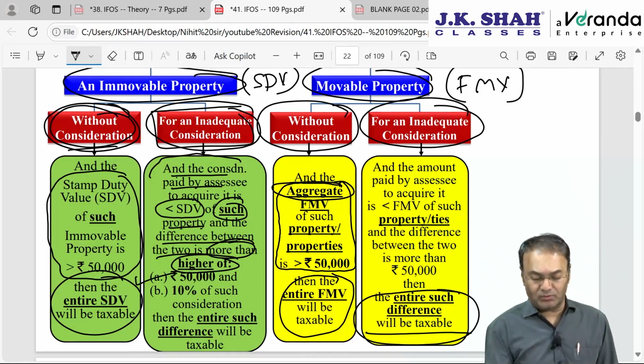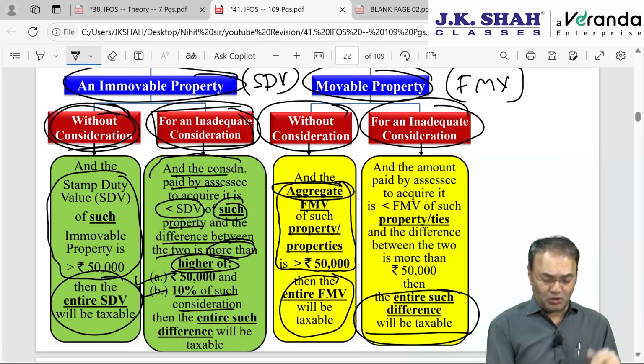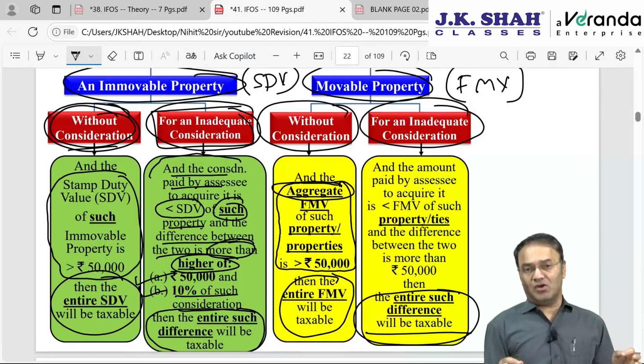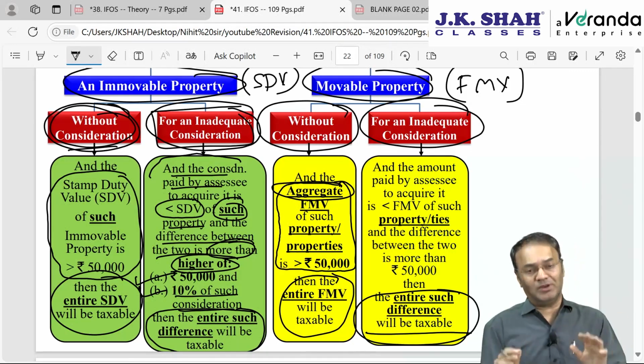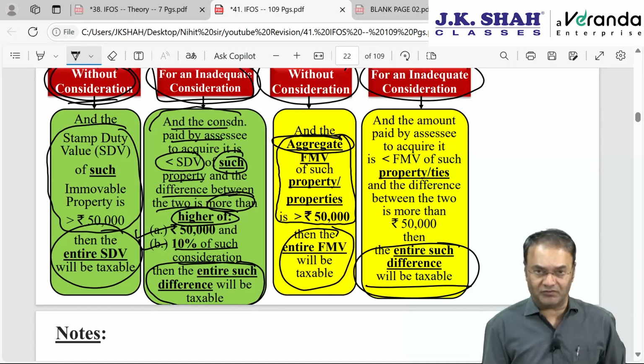Number one, the difference should be more than 50,000, as well as the difference should be more than 10% of the actual consideration paid to acquire it, then the entire difference will be taxable. Whenever received without consideration, then the full value will be taxable. Whenever received for inadequate consideration, then the difference will be taxable, provided the difference is more than 50,000.